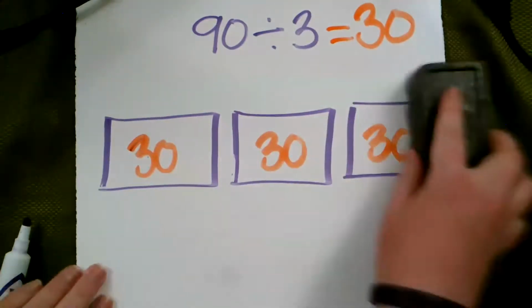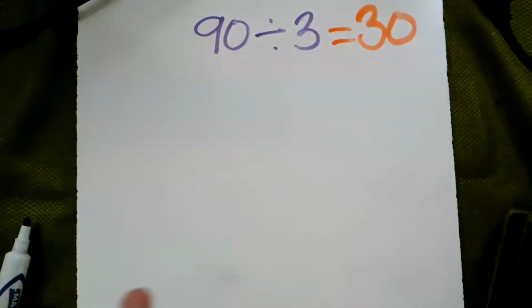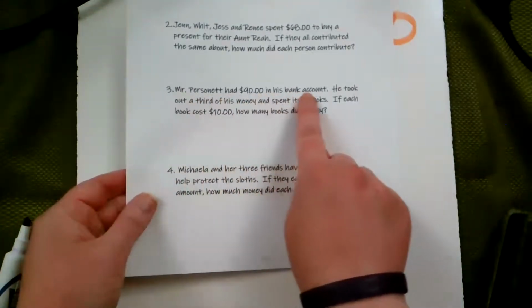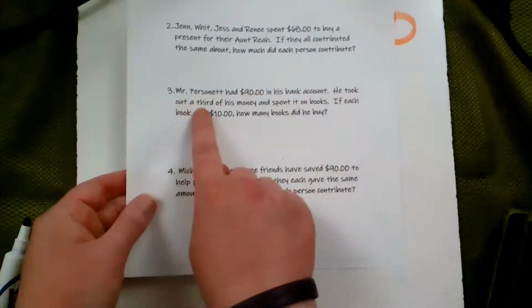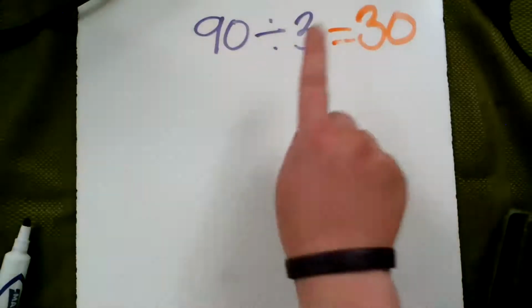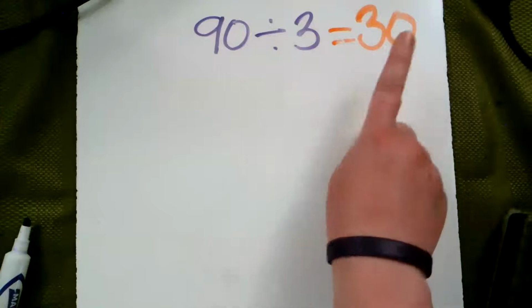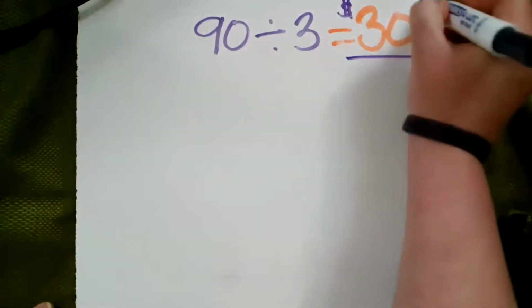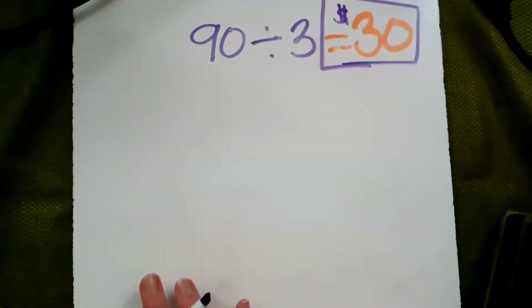Now remember, that's not our answer. That's just the first part. Because it said Mr. Personette had $90 in his bank account. He took out a third of his money, and he has $30 left. That's how much money he has now. He has $30. And then he bought some books.